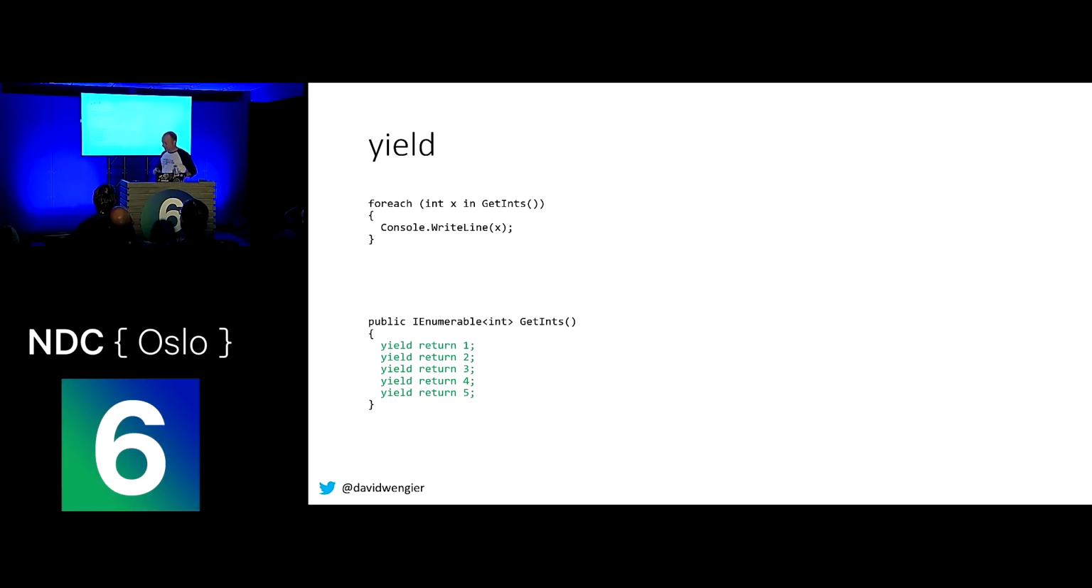So that's the simple case for foreaches. I'm glad that you've all come along with me, that's good. Gets a little bit more interesting now, because there's also something called iterator methods. And so this is the yield return statement. Hopefully you're familiar with it. This is a very simple use case. We simply go yield return 1, 2, 3, 4, 5.